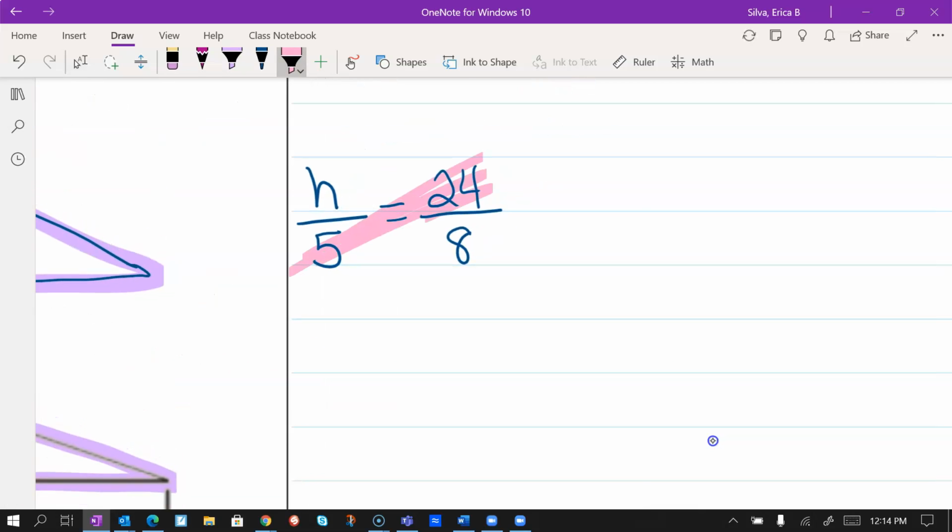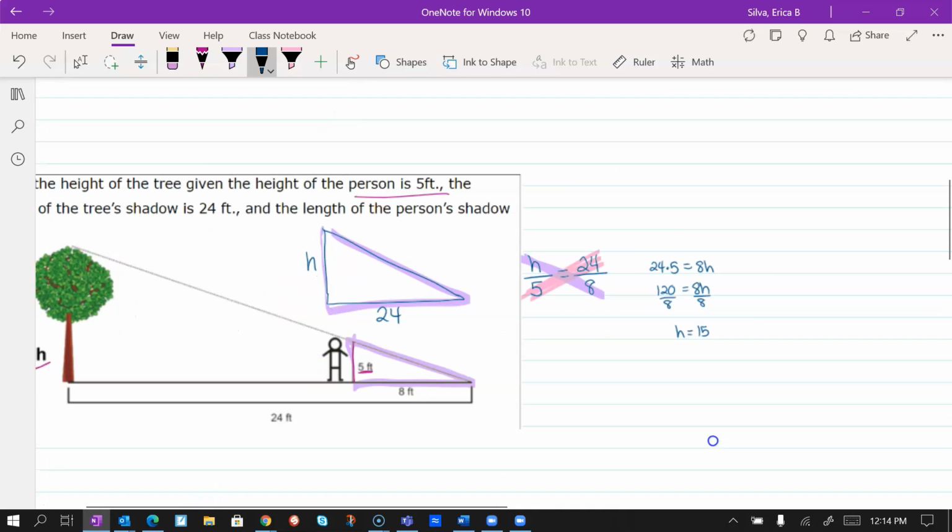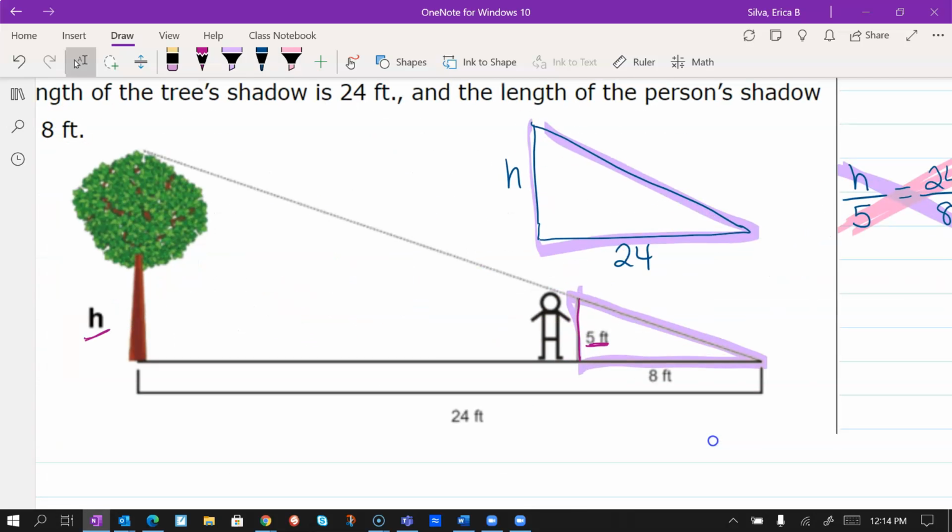I'm going to multiply 24 times 5 equals H times 8. So 24 times 5 is 120 equals 8H. Divide by 8, and H is equal to 15, which means the height of my tree is 15 feet.